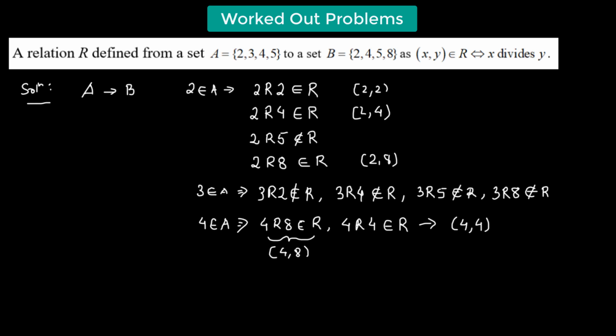Then we move on to the fourth element in set A, which is 5. 5 belongs to set A, and we see that there is only one element in set B that is divisible by 5, and that will give us 5R5, and this belongs to our relation R. So we'll get the final ordered pair which is 5, 5.